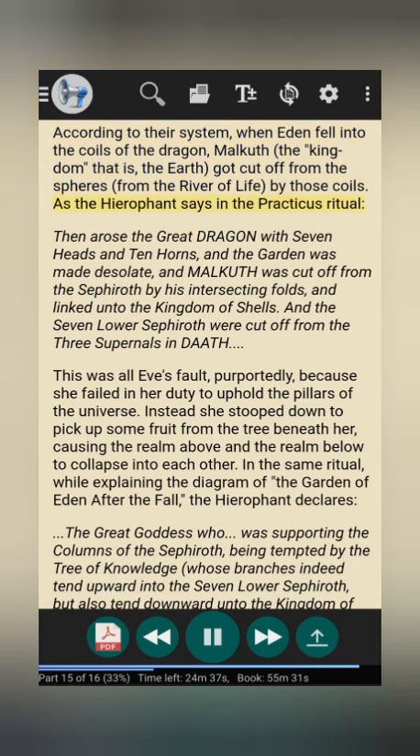As the Hierophant says in the Practicus ritual, "Then arose the great dragon with 7 heads and 10 horns, and the garden was made desolate, and Malkuth was cut off from the Sephiroth by his intersecting folds, and linked unto the kingdom of shells. And the 7 lower Sephiroth were cut off from the 3 supernals in Daath." This was all Eve's fault, purportedly, because she failed in her duty to uphold the pillars of the universe. Instead, she stooped down to pick up some fruit from the tree beneath her, causing the realm above and the realm below to collapse into each other.